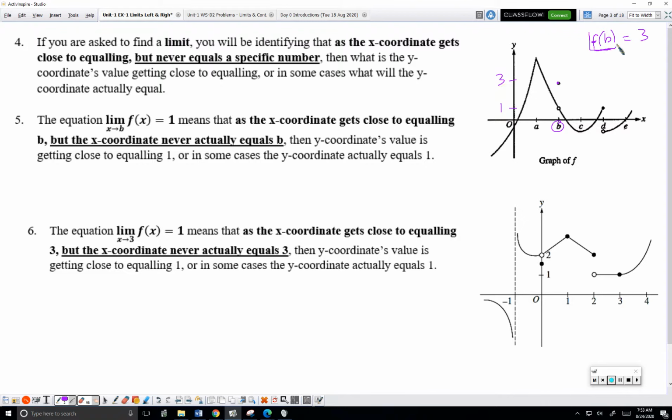This symbol represents a y coordinate. This is a y coordinate. And it's the y coordinate that goes with an x coordinate of b.